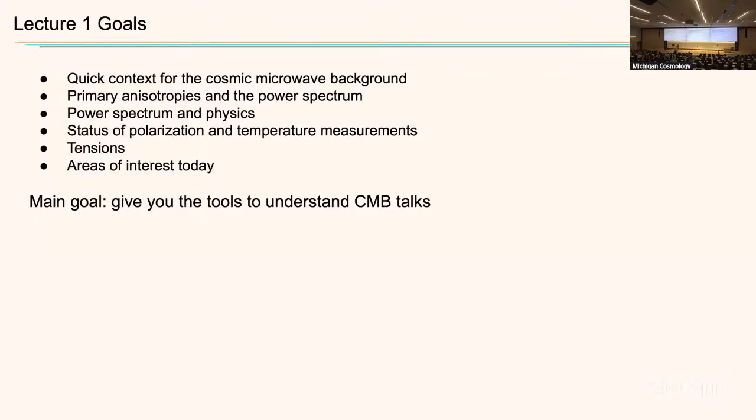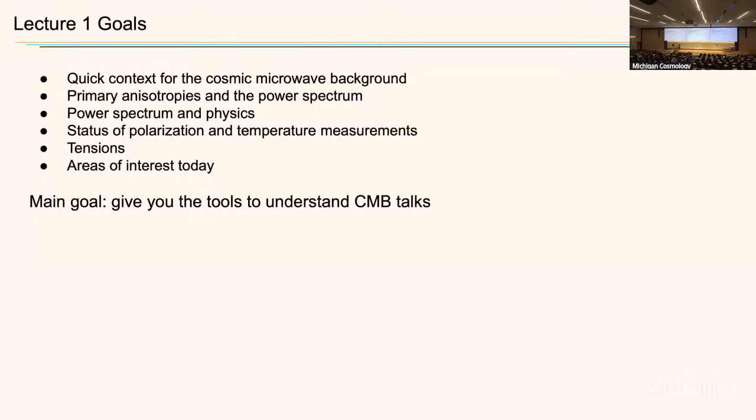So in lecture one, I'm going to give you some quick context for the CMB, talk about primary anisotropies, and then spend some time with the power spectrum, because you're going to see this all of the time from CMB people, and we're going to talk about what kind of physics of our universe we get from the power spectrum and why. And then we're going to dig into the status of polarization and temperature measurements, which are the state of the art when we're looking at primary CMB anisotropies. And then we'll discuss some tensions. That's the hot topic, right? We're all interested in tensions here, and discuss what areas of interest people are studying in the CMB community.